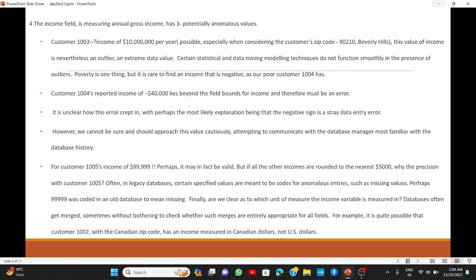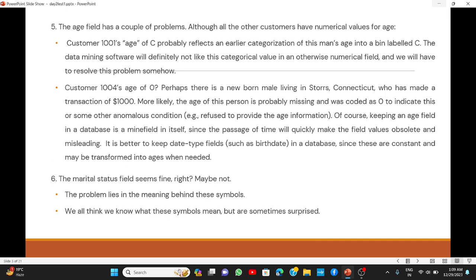Databases often get merged, sometimes without bothering to check whether such merges are entirely appropriate for all fields. For example, it is quite possible that customer 1002, with the Canadian zip code, has an income measured in Canadian dollars, not US dollars. Fifth, the age field has a couple of problems, although all the other customers have a numerical value for age. Customer 1001's age of C probably reflects an earlier categorization of men's age into a bin labeled C. The data mining software will definitely not like these categorical values in an otherwise numerical field, and we will have to resolve this problem somehow.